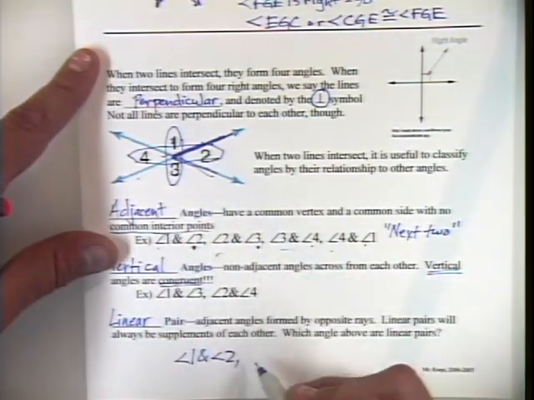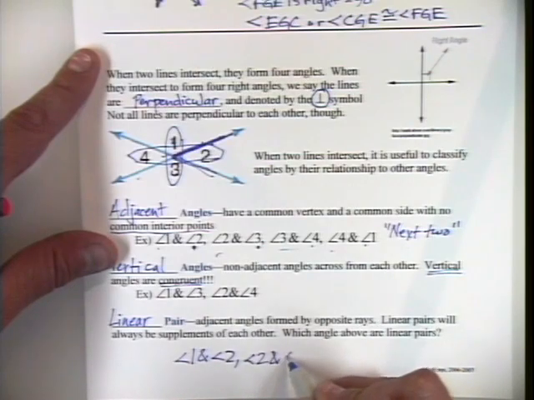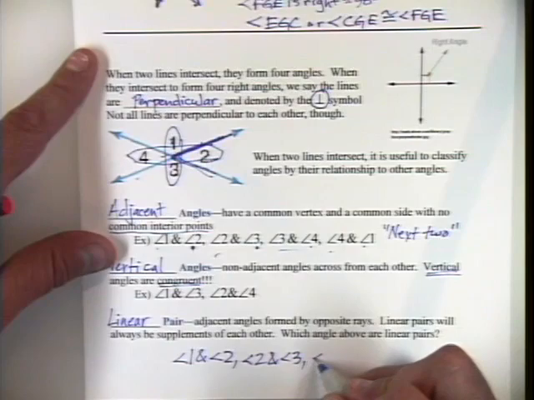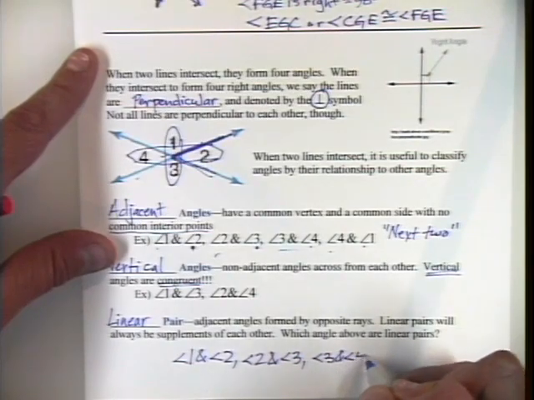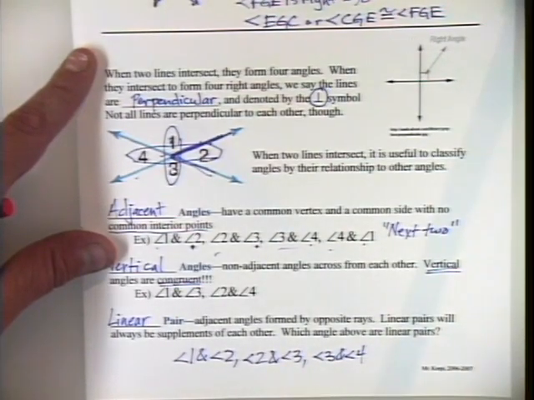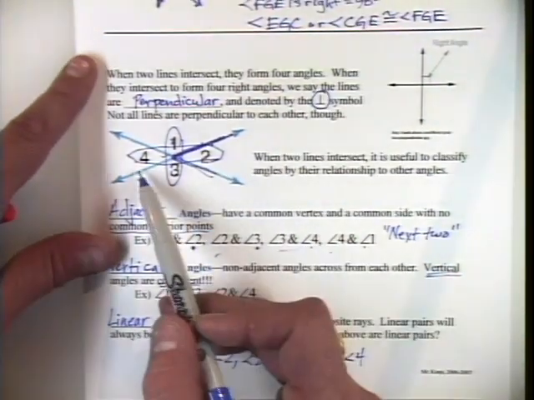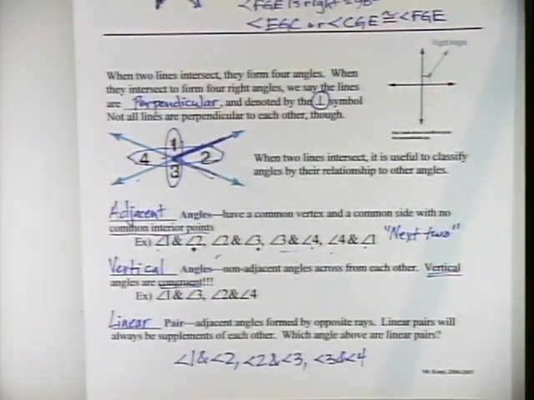Angle 2 and angle 3. Where have I seen these guys before? They form a linear pair. Angle 3 and angle 4. Wow, these appear just to be all the adjacent angles. And in this case, they are. Angle 4 and angle 1. They're adjacent, and in this case, they also form a linear pair. Now, that's not always the case. Not all adjacent angles form a linear pair. But in this example above, they certainly do.